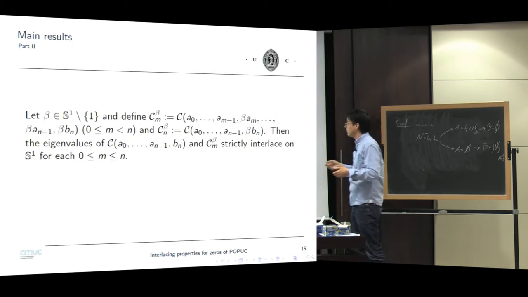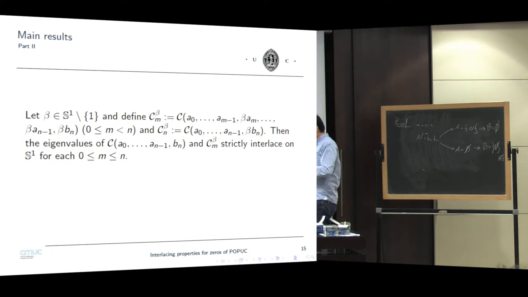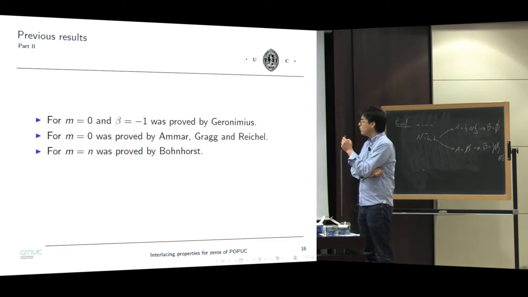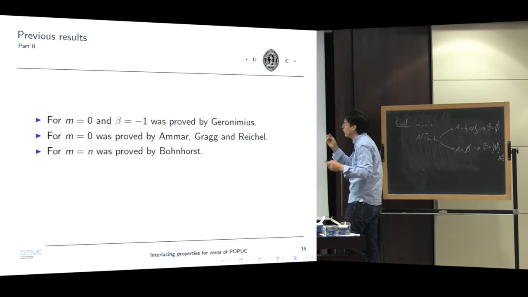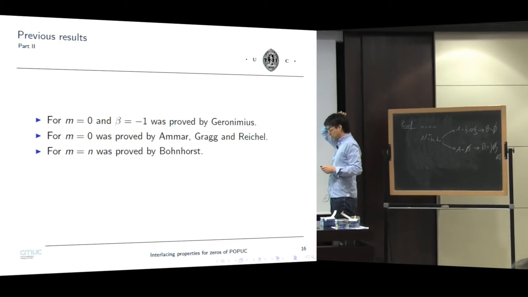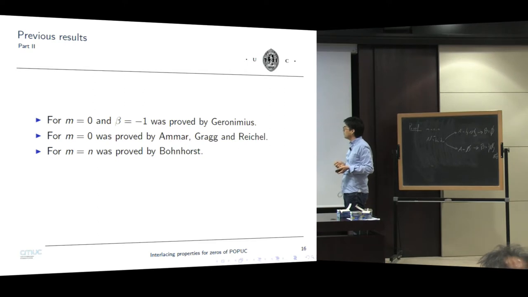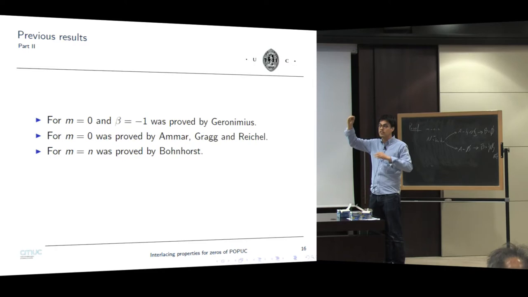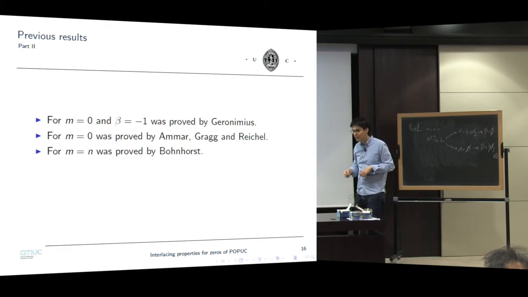Other results related with these ideas that I'm going to prove is that the eigenvalues of this matrix and the eigenvalues of this one, where we modify the elements of the right in this way. In fact, in this case, the eigenvalues of these two matrices strictly interlace. This for m equal 0 and beta equal minus 1 was proved in a very old paper by Geronimus, for m equal 0 was proved by Ammar, Gragg, and Reichel, and for m equal n was proved also by Bonhoeffer. And all these results were reproved by Simon in 2007, and between the original work and the Simon proof, many people proved it again and again, and published these results also in good papers.